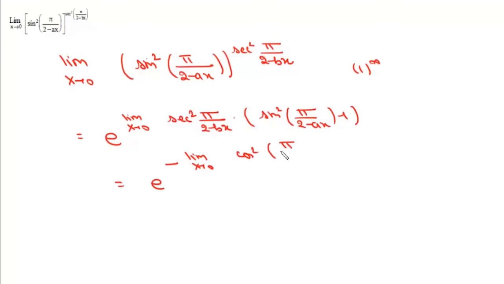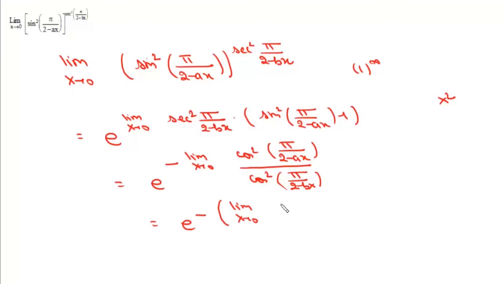of cos square (pi/2 minus ax) upon cos square (pi/2 minus bx). Now x square is a continuous function, so we can take this limit inside. So we can write e to the power minus, and then the limit as x tends to 0 of (cos(pi/2 minus ax) upon cos(pi/2 minus bx)) whole square.